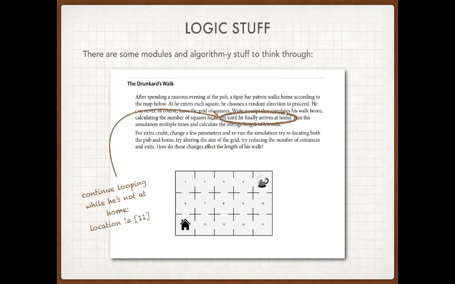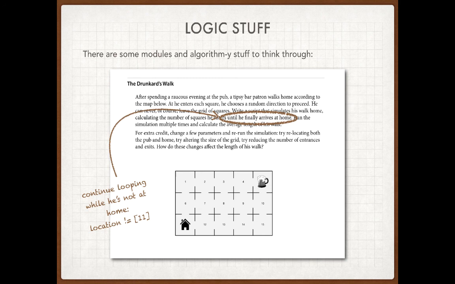All right. The second thing, and maybe this is where you wanted to start, this is fine if you did, is that this is a loop, and we have to continue allowing our guy to wander around the map randomly until some condition is reached. And that condition is that he has arrived at home, which in this version of the map is square 11. So this is a repetition, it's a loop, and I don't know how many times it's going to take him to get there. And because I don't know, it's a while loop, right? So I'm going to continue looping while he's not at home.